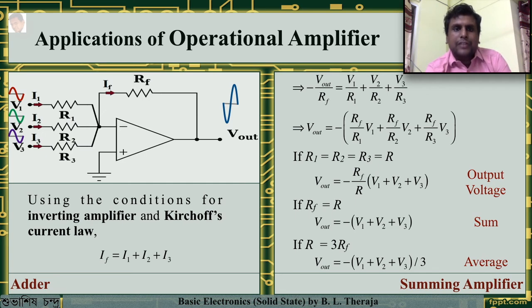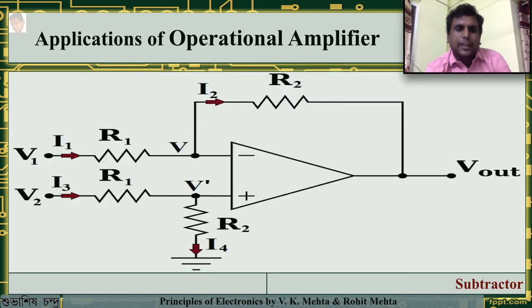Let's move on to the last application in this particular tutorial, the subtractor. In the subtractor, you will have two inputs, V1 and V2, which will be provided to the inverting and non-inverting terminals respectively. The input resistances in both cases are to be the same, and the feedback resistances are also to be the same. This condition needs to be maintained. I1 and I2 are the currents for the inverting part, I3 and I4 are the currents for the non-inverting part. At the summing points, V and V dash are the voltages for the inverting and non-inverting terminals.